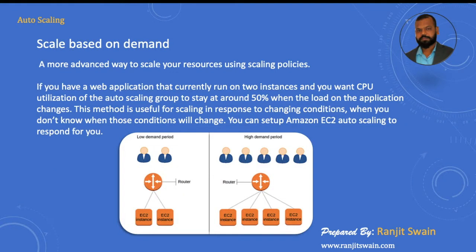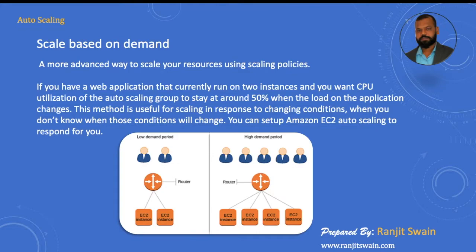Then scale based on demand. It is a more advanced way to scale your resources using scaling policies. If you have a web application that currently runs on 2 instances and you want the CPU utilization of the autoscaling group to stay at around 50% when the load on the application changes, this method is useful for scaling in response to changing conditions when you don't know when those conditions will change.